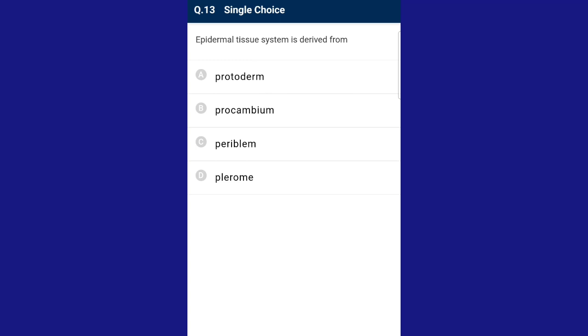Question number 13. Epidermal tissue system is derived from. The protoderm is referred to as the meristem in vascular plants that gives rise to the epidermis. So the answer is option A, protoderm.